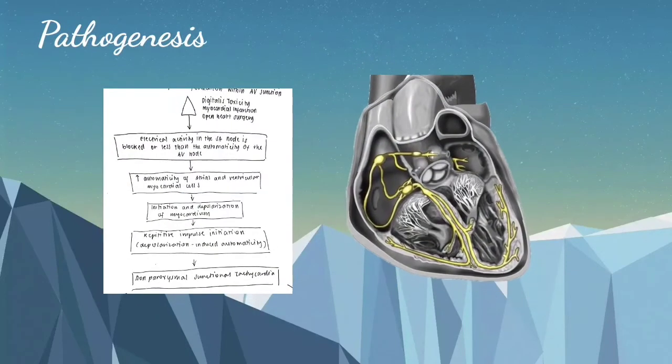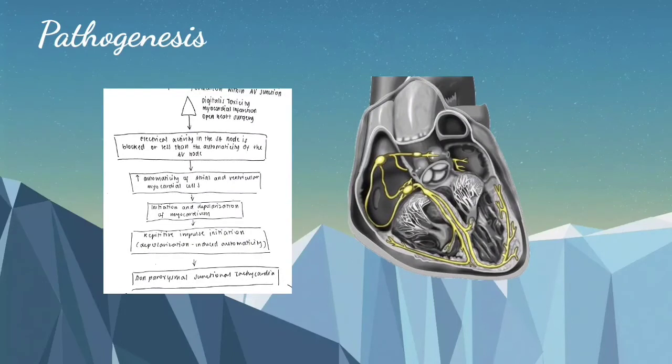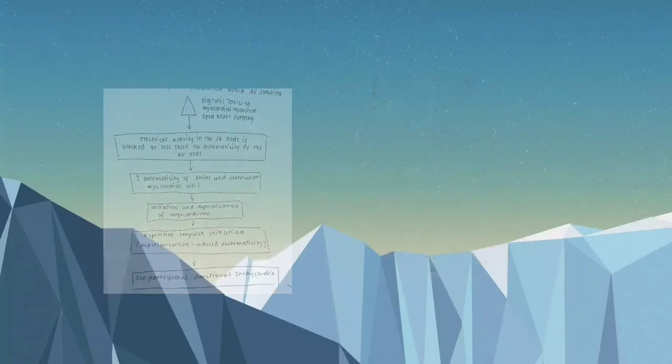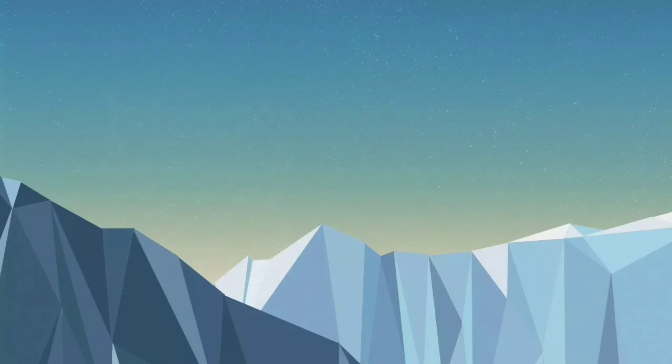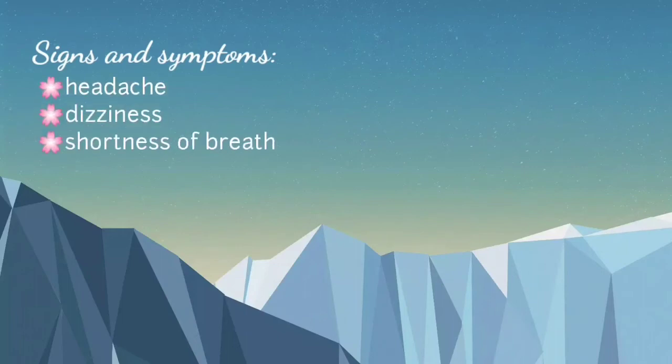Non-paroxysmal junctional tachycardia happens when electrical activity in the SA node is blocked or less than the automaticity of the AV node. This causes an increase in automaticity of atrial and ventricular myocardial cells, which initiate and depolarize the myocardium. This causes repetitive impulse initiation or depolarization-induced automaticity in the heart, which causes non-paroxysmal junctional tachycardia. It has signs and symptoms which include headache, dizziness or lightheadedness, and shortness of breath.